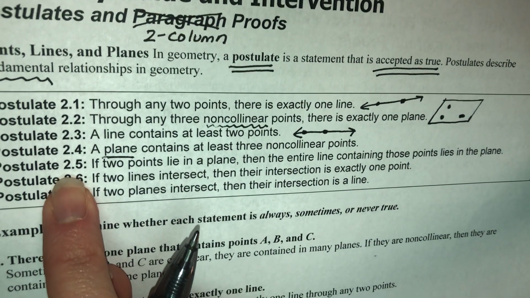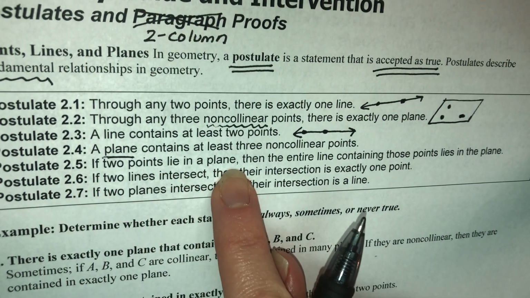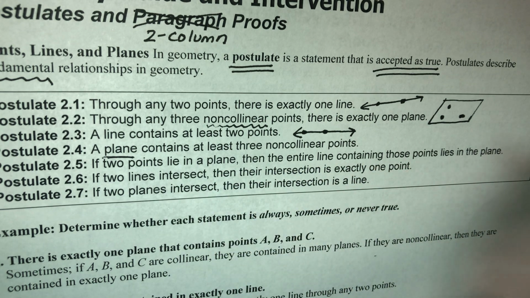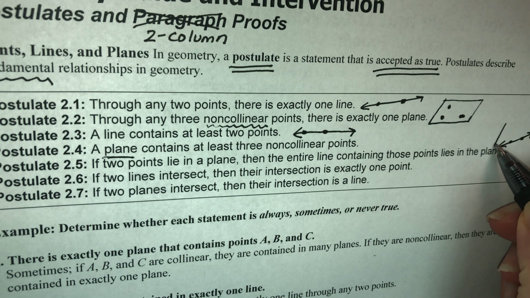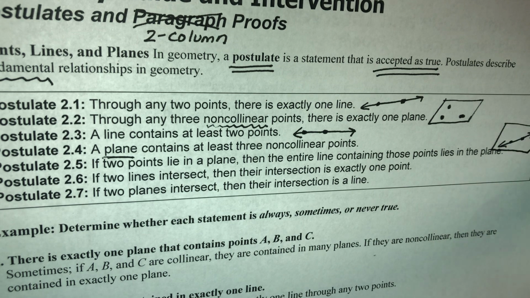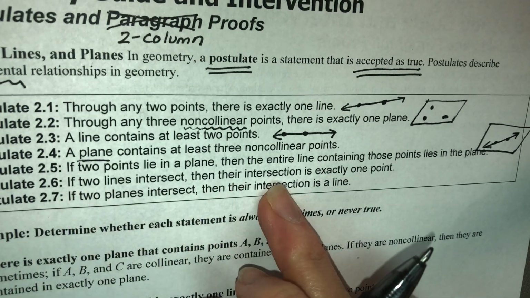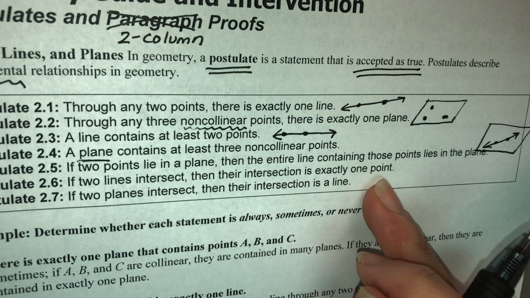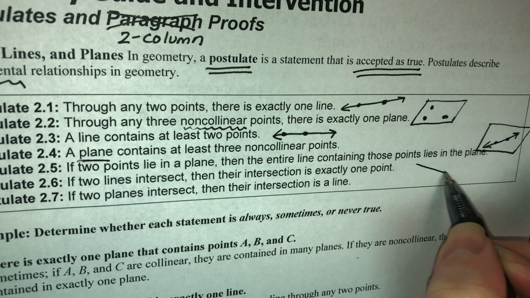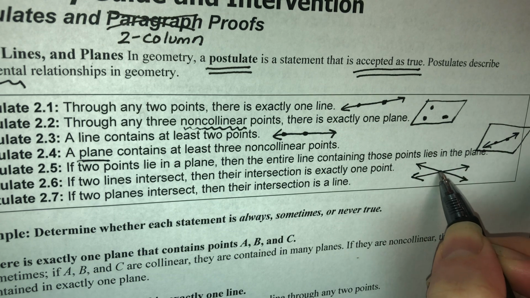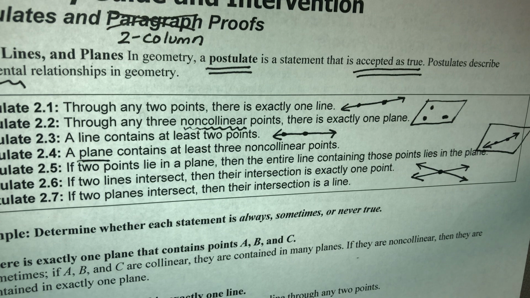Now the next one, postulate 2.5, says if 2 points lie in a plane, then the entire line containing those points also lies in the plane. So I have 2 points, there's a line going through it. If the 2 points are in a plane, then the whole line is also in the plane. Postulate 2.6 says, if two lines intersect, then their intersection is exactly 1 point. So I have a pair of lines that intersect. The way they intersect is just in one single point.